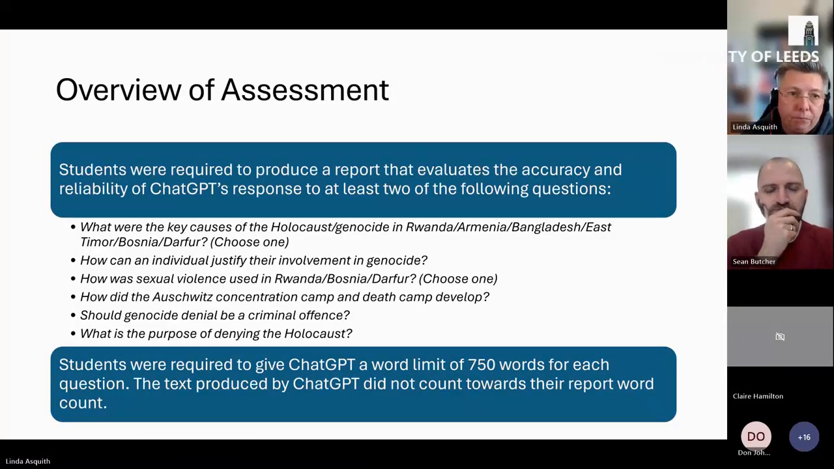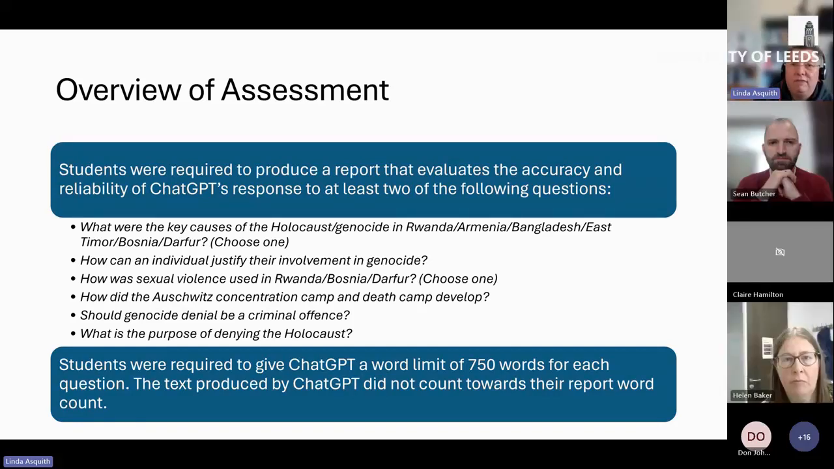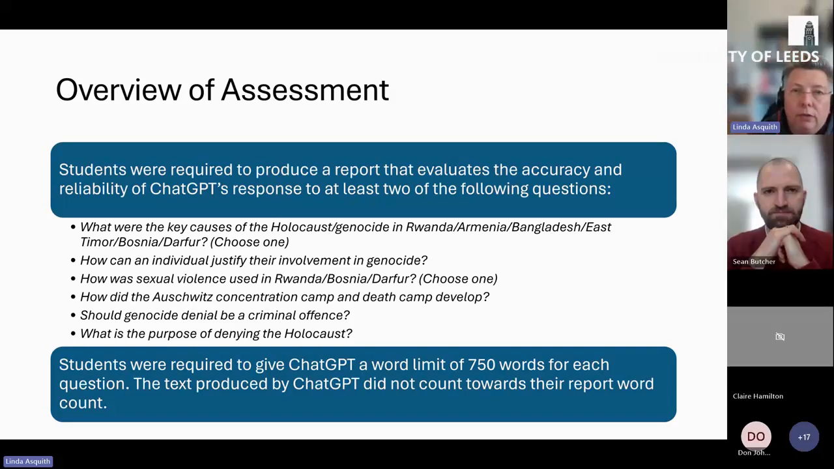of that assessment. So they were required to produce a report that evaluated the accuracy and reliability of ChatGPT's response to at least 2 of those questions. So for context, this was a level 6 or third year option module based on genocide and crimes against humanity. So they had to pick 2 of the 6 questions and basically ask ChatGPT to answer them. And then effectively the main part of the assessment was for them to then go in and evaluate those things and decide whether ChatGPT was right, whether there's any detail missing.